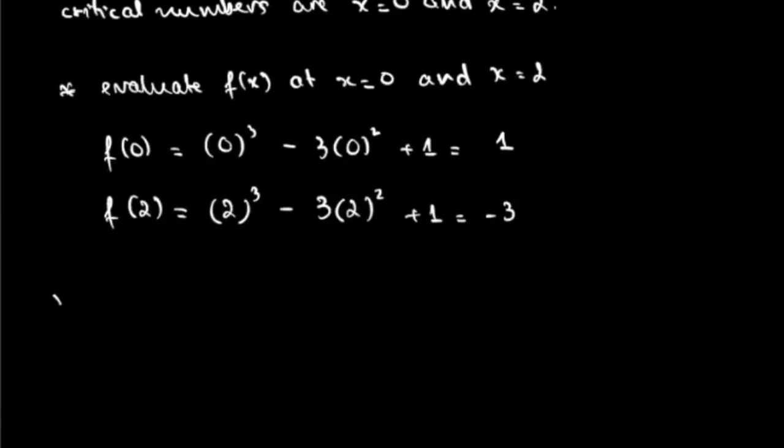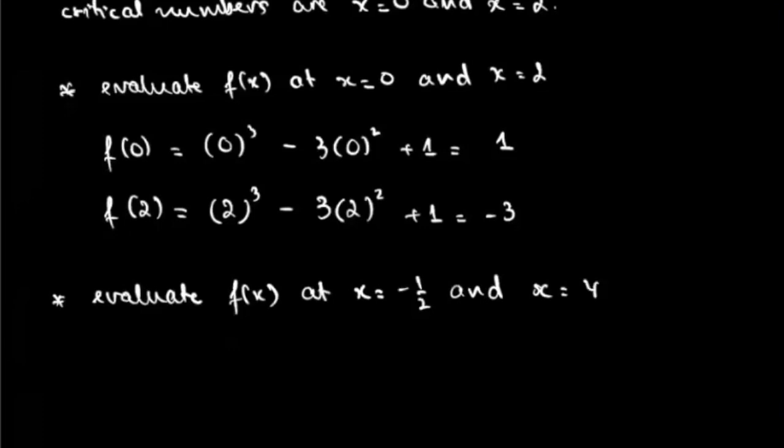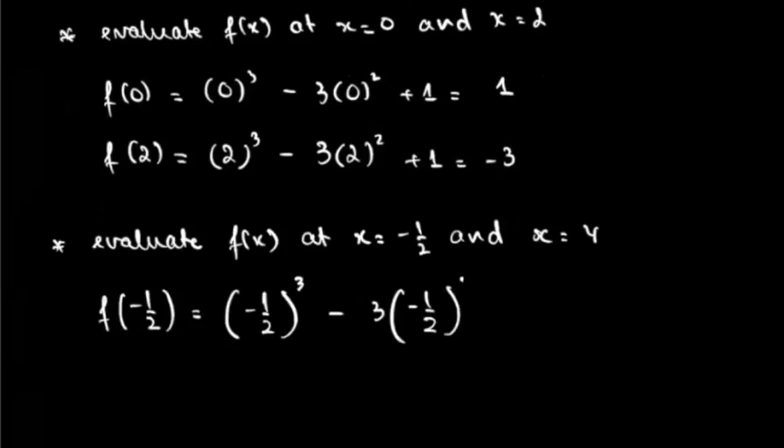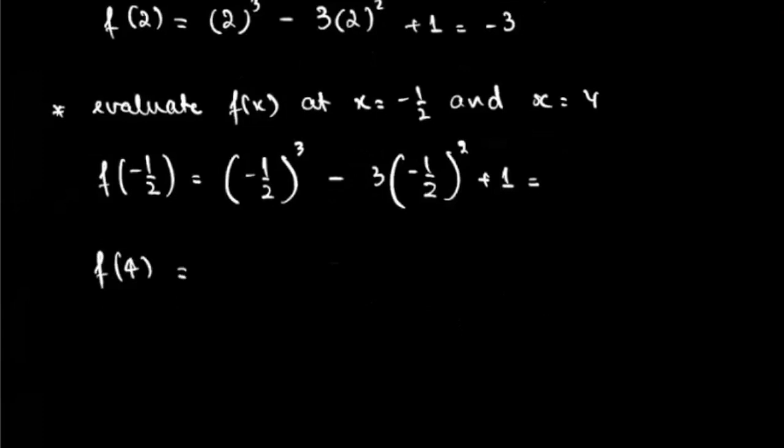Now you evaluate the function f of x at x equal to -1/2 and x equal to 4, which are the endpoints. Right, so f of -1/2 is equal to (-1/2) cubed minus 3 times (-1/2) squared plus 1. And f of 4 is 4 cubed minus 3 times 4 squared plus 1. F of -1/2 is equal to 1/8, and f of 4 is equal to 17.